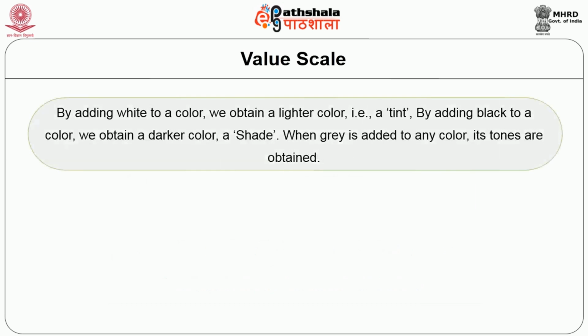So, by adding white to a color, we obtain a lighter color, that is a tint. By adding black to a color, we obtain a darker color, that is called a shade. When grey is added to any color, its tones are obtained.